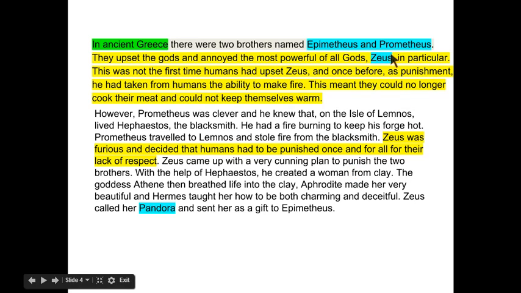In blue, I've highlighted the names of the main characters. We have Epimetheus and Prometheus. We have Zeus. We have Pandora. Now in yellow, I didn't highlight everything, but I highlighted a lot of the background information. This is about how Epimetheus and Prometheus had upset Zeus. This is about Zeus being furious and deciding that humans had to be punished.